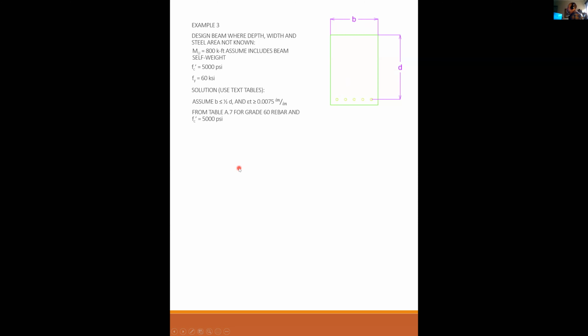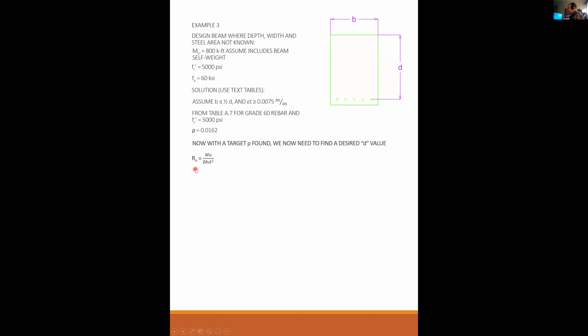Okay, so from table 8.7 for grade 60 rebar and f'c equal to 5,000, I can get to a rho of 0.0162. How did I do that? I looked up 0.075 on the table and read directly 0.0162. Okay, so that's how we got there very quickly. Now with a target rho found, we need to find a desired d value.